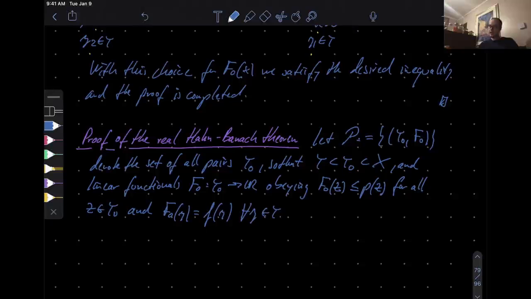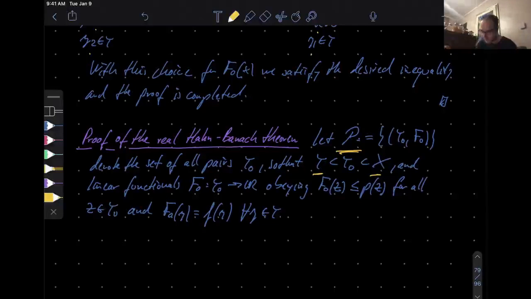Okay. Note by the previous proposition that the set curly P here is non-empty. As soon as this Y is a proper subspace of X, the previous proposition guarantees that P is a non-empty set. So this is sort of step 0 in the application of Zorn's lemma. You have to make sure that the set you're working with is non-empty.